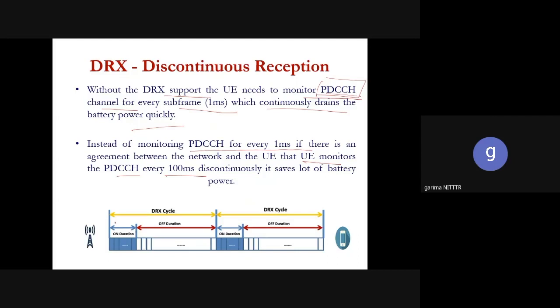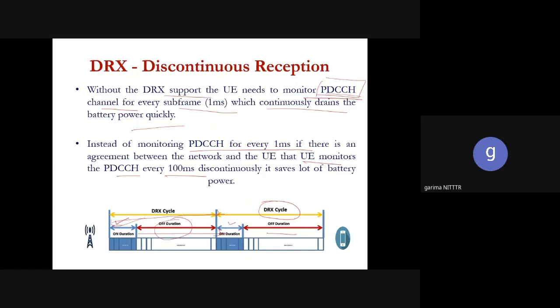So it means they have a particular time duration for on, then a long time duration off, then again an on duration and then an off duration, and this total time is called the DRX cycle, which is the discontinuous reception cycle. So accordingly, during this off duration, they are saving the battery. Instead of continuously monitoring this particular part, they are saving the battery.